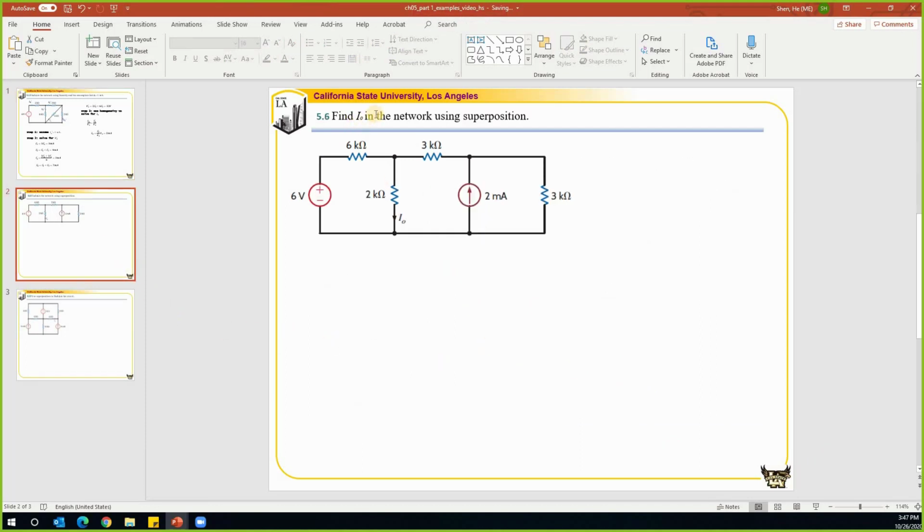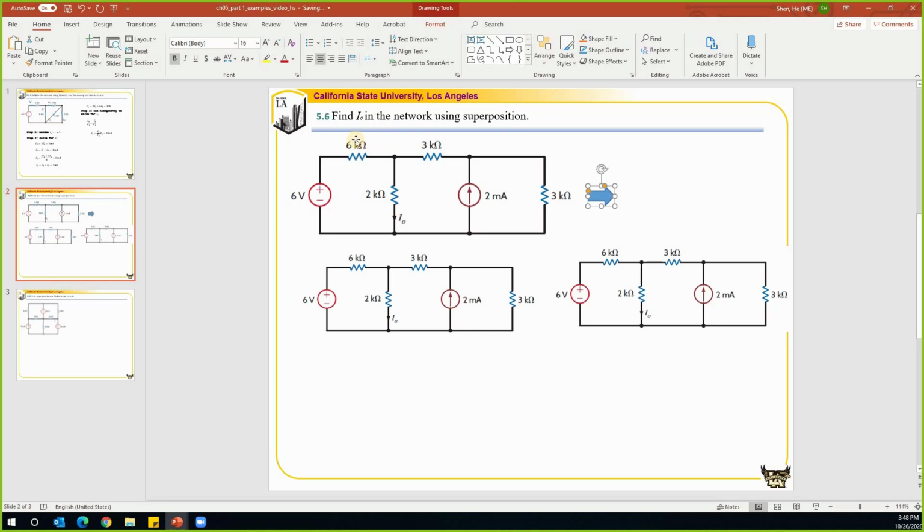Next question, we're going to find I/O in the network using superposition. So look at the problem. How many supplies do we have? 1, 2. We have 2 power supplies, and we're going to use superposition to find I/O. So I/O is due to the 2 inputs. One is a 6 volt voltage source, and the other one is a 2 milliamp current source.